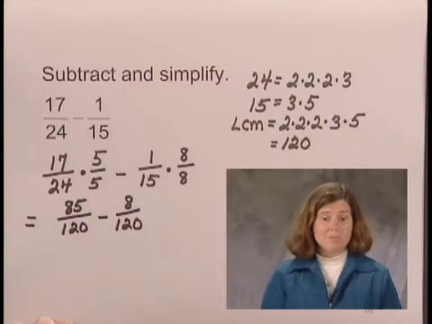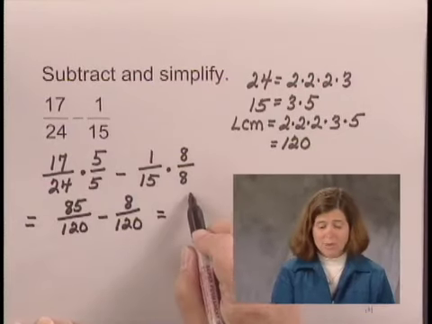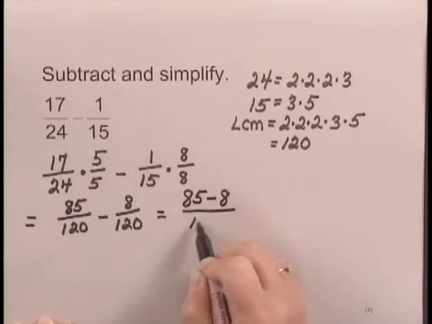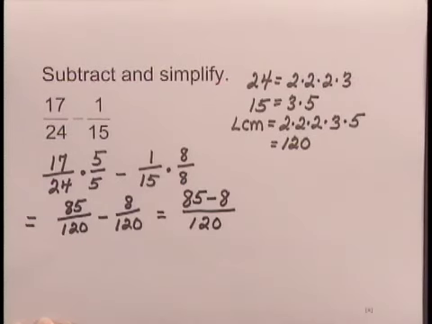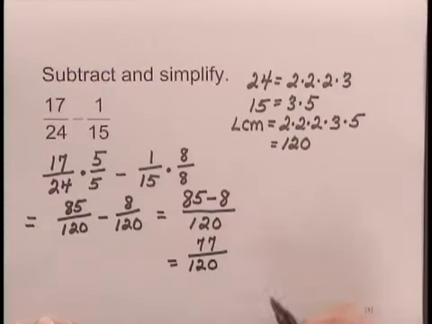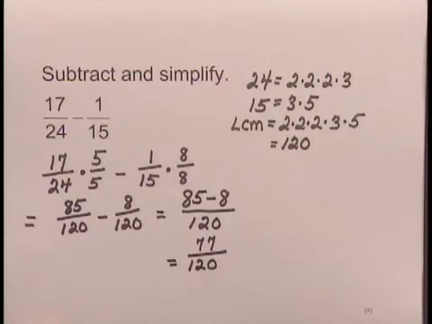And now we have a common denominator. So we can subtract numerators, 85 minus 8 over 120. And carrying out the subtraction, we get 77 over 120. We do need to check if we can simplify. I noticed that 77 is 7 times 11, and neither 7 nor 11 is a factor of 120.